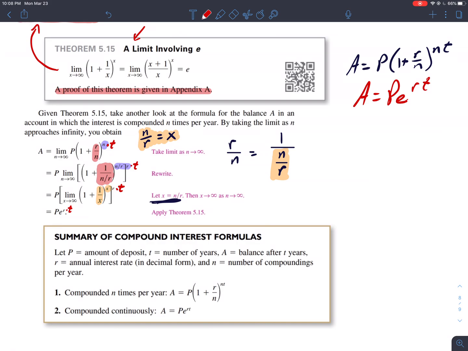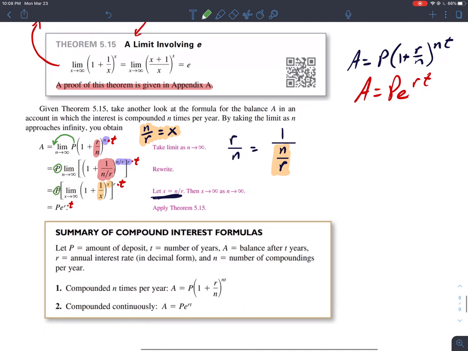All right. One thing I did leave out here in the discussion was this P value. Notice that all they did was move the P out in front because that is the initial principal, and the initial principal is a constant. So it moves out in front and it hangs along for the ride throughout the whole problem. All right. So that shouldn't be too complicated to understand. That just moves out in front.